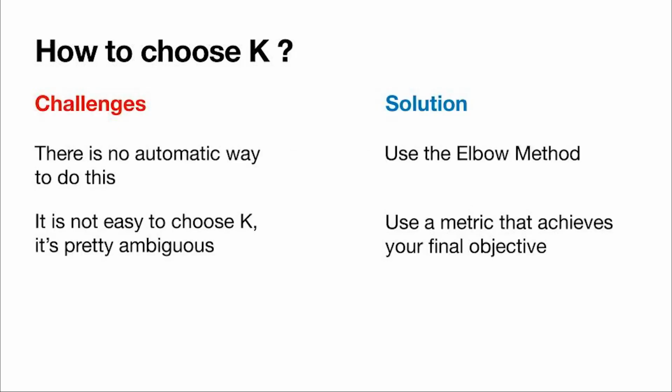Now, the second thing that is really important, which can actually make or break your algorithm, just like in KNN, is the value of K. Because there is no automatic way to do this, and to be honest, in an unsupervised learning problem, it is really ambiguous which is the right value of K. So the solution is to use the elbow method with trial and error, the same approach as in KNN. This is what you can do to get the value of k.